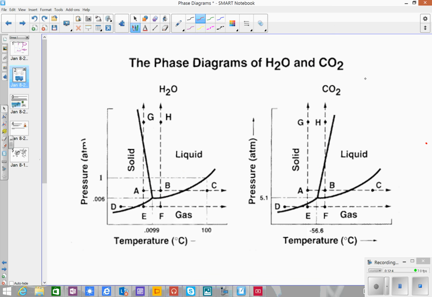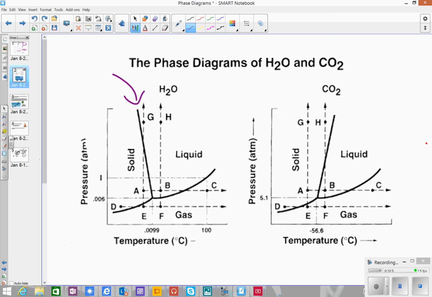They won't tell you what the substances are. They'll show you two of them, and then they'll say, which one is water? Or how do you know this one is water? And it all has to do with that negative slope, indicating that you can put pressure on it and cause it to liquefy, which means it's obviously a unique substance.